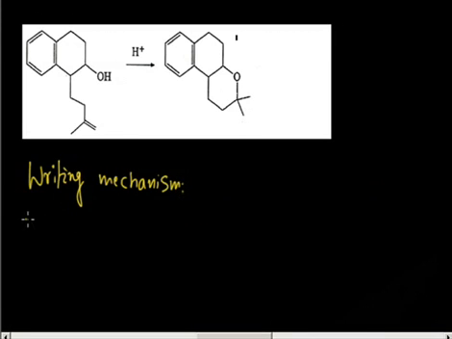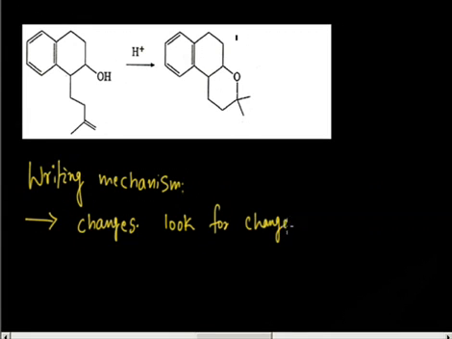So you see, what is the first thing? Whenever you are writing a mechanism, the first thing is you have to look at the changes. What are the changes that are taking place? So always look for changes. Here you have this benzene ring, here also you have a benzene ring, and one cyclohexane ring. This oxygen has been attached with this carbon. That's why you will have two methyl groups on this carbon here.